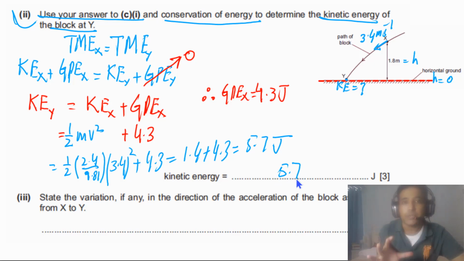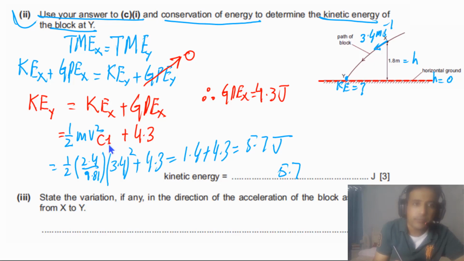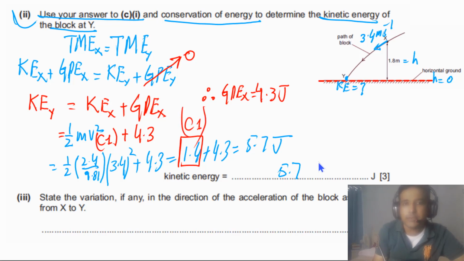So this is how you can calculate kinetic energy at point Y, and this is equal to the total energy at point X. So this is how we can answer. And this question has 3 marks. The first mark you will get if you have written this formula, means you have used this formula. And the second mark you will get if you have got this value right. So this is C1 mark. And the final mark is the answer mark. If you got the right answer, you will get 3 marks for this question.